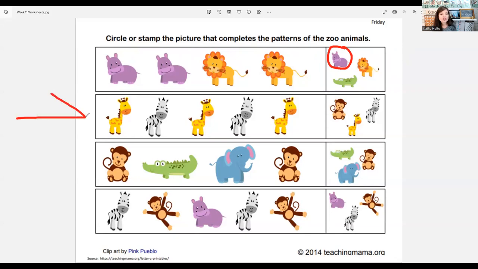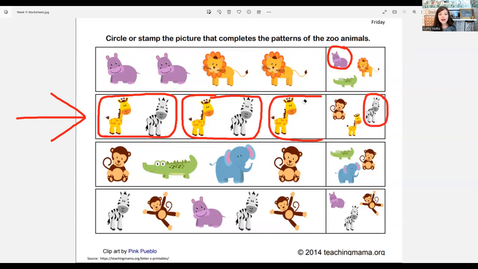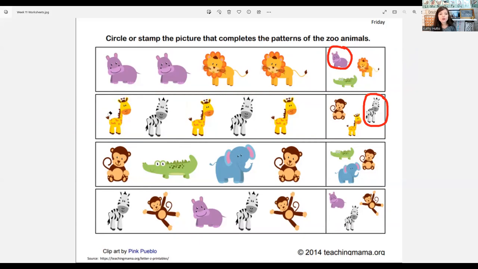Here we have a giraffe and a zebra, and then I see a giraffe again, so I found my pattern. This is what's repeating. Giraffe, zebra, giraffe, zebra, giraffe. What will be next? The zebra. After the giraffe comes the zebra. Giraffe, zebra, giraffe, zebra, giraffe, zebra.